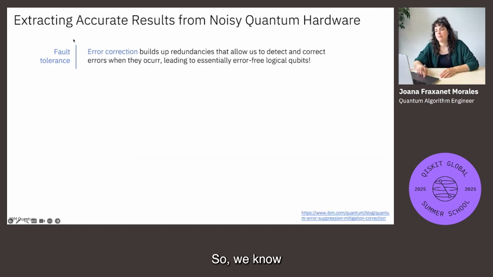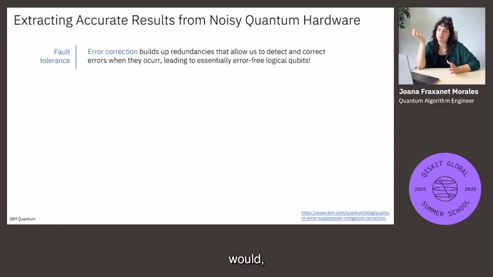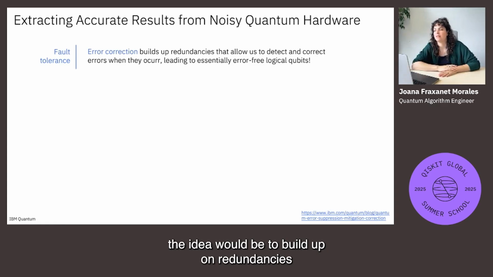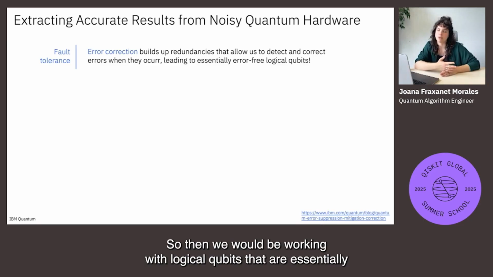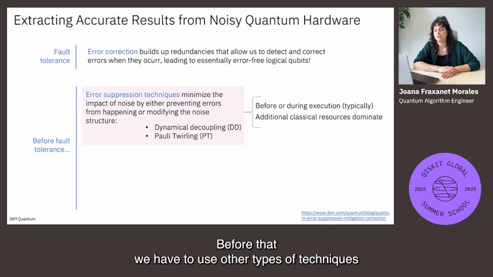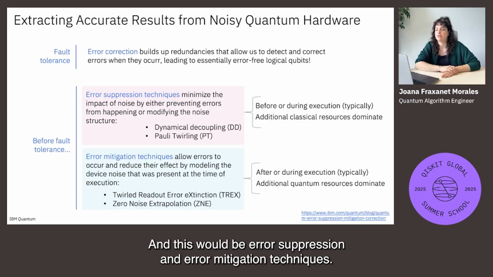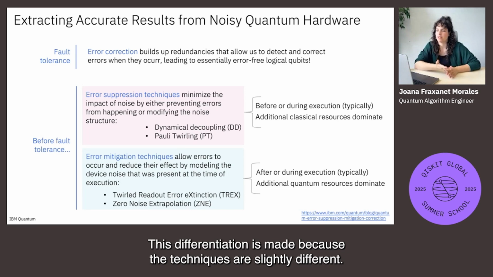So we know that we don't have error correction available yet. Error correction would build up on redundancies that allow us to detect errors when they occur. Then we would be working with logical qubits that are essentially or almost error-free. Before that, we have to use other types of techniques to deal with noise. And this would be error suppression and error mitigation techniques. This differentiation is made because the techniques are slightly different.